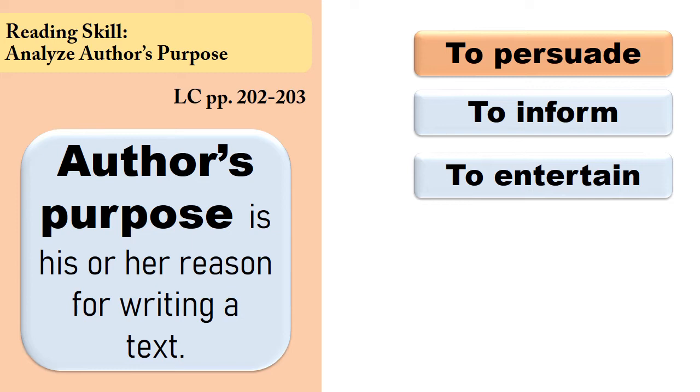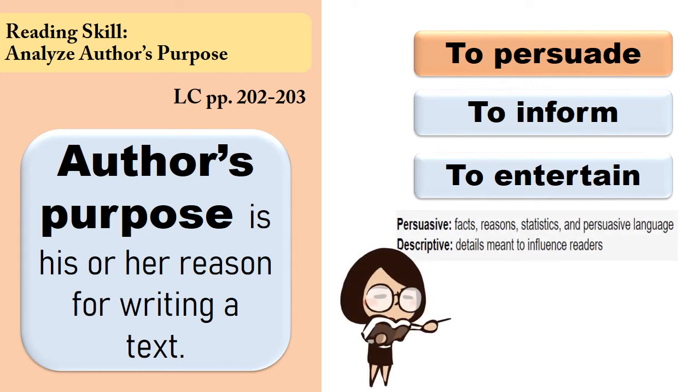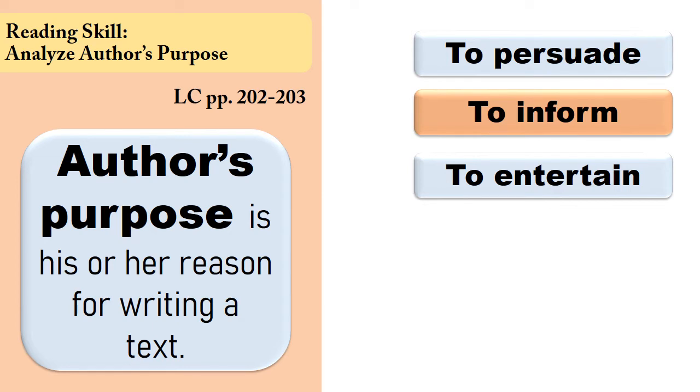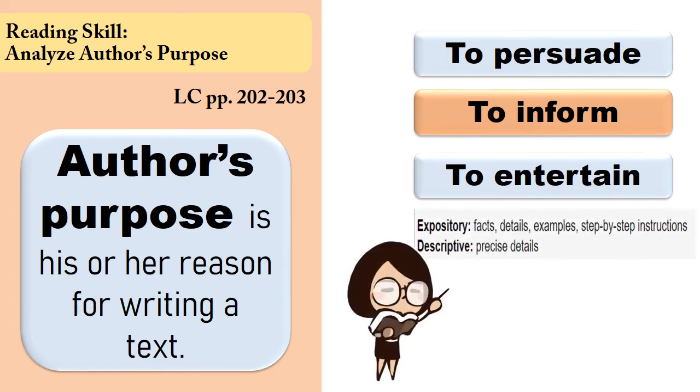First is to persuade. Well, in a persuasive text, we may persuade using facts, reasons, statistics, and persuasive language. While in descriptive text, we use details to influence readers. As to inform, in expository texts, of course, we show facts, details, examples, and step-by-step instructions. And we can also inform in a descriptive text using precise details.